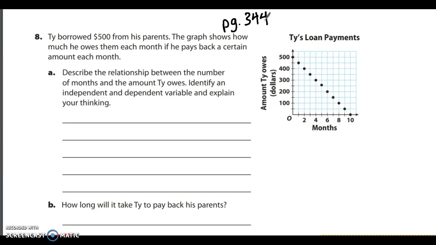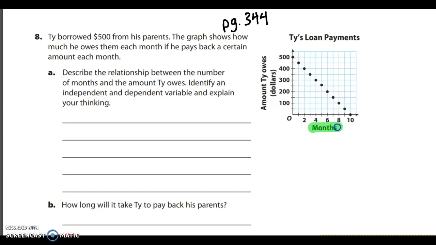Number 8 reads, Ty borrowed $500 from his parents. The graph shows how much he owes them each month if he pays back a certain amount. A says, describe the relationship between the number of months and the amount Ty owes. Identify an independent and dependent variable and explain your thinking. So there's several things to do there.